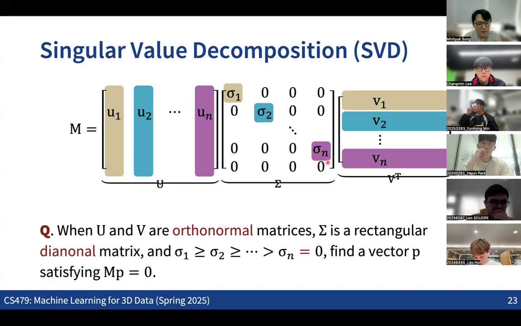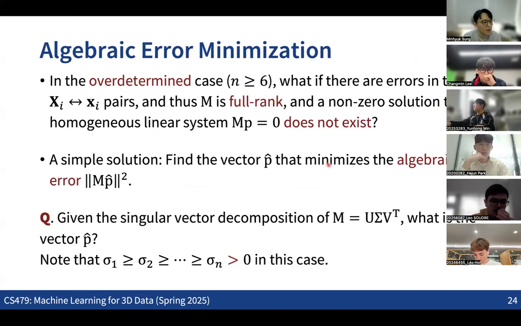In the case when the non-zero solution does not exist, if we still take the rightmost vector in the Vn here, corresponding to the smallest singular value, that will be the case where we are finding the camera model which minimizes the algebraic error. So that's basically what we can do with the SVD.